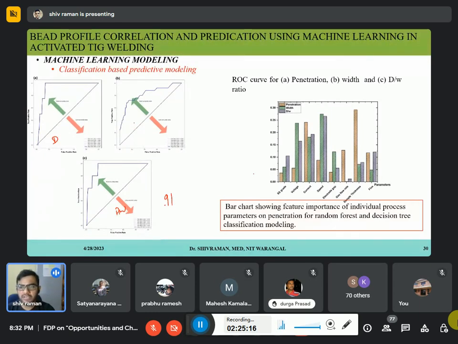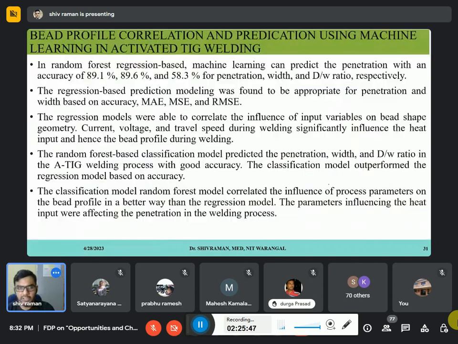And also with the help of our classification based approach, we have checked the importance of the features. Here it was giving good importance to material grade and also the gas flow rate. So from here we were able to conclude that our classification model is quite better as far as the regression based model is concerned. And this paper was also accepted recently, day before yesterday.